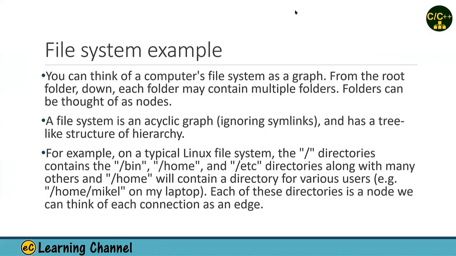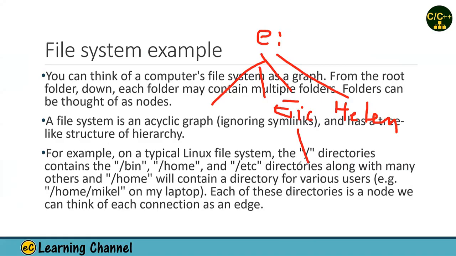Okay, so in your file system, you have an E drive. Under there, you have many directories. So let's assume that we have Helen's directory, and we have Eric's directory. So a lot of directories, and under Eric, you have many files. So that actually is an example of a tree system on a hard disk.